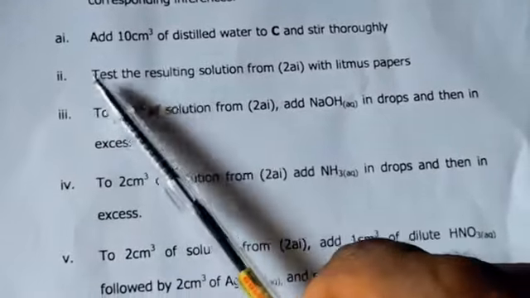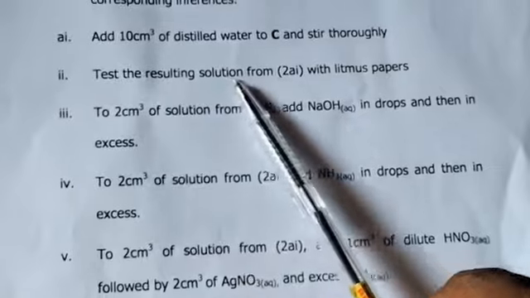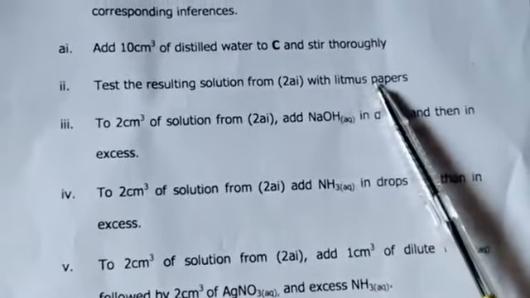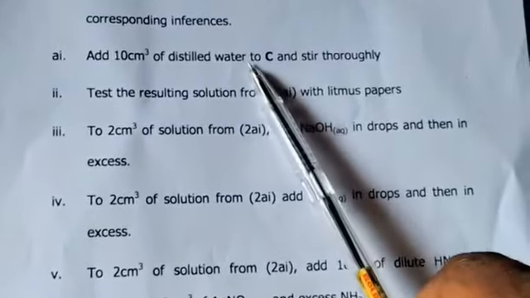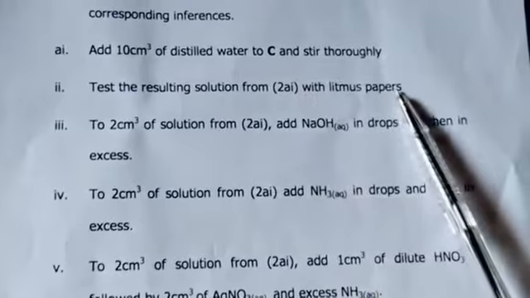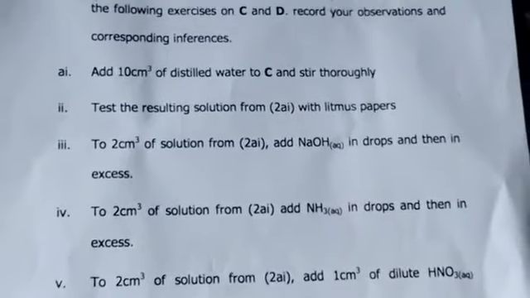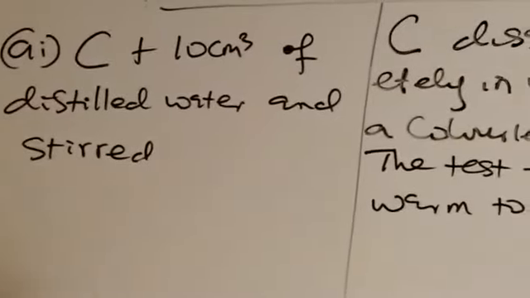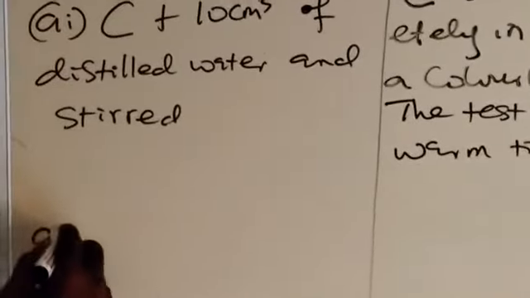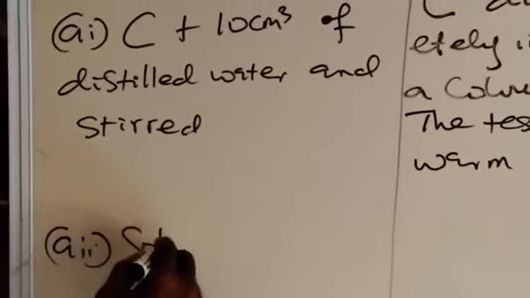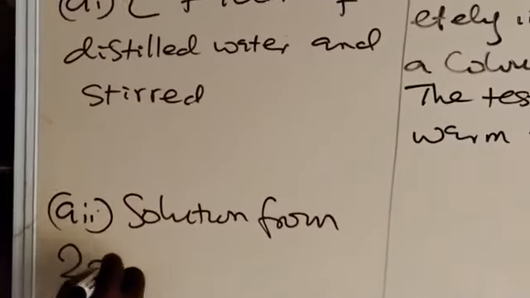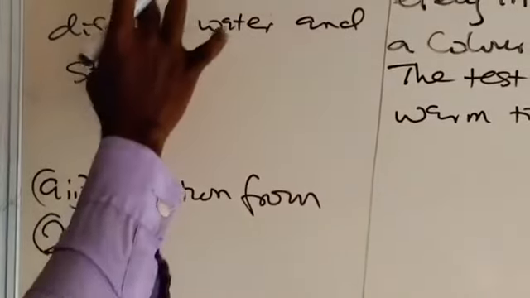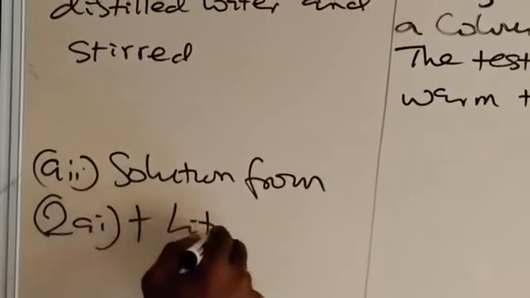Question 2AII says test the resulting solution from 2AI with litmus paper. Test the resulting solution from 2AI, the one we did after adding water, with litmus paper. So report the work on the board first. Under 2AII, you now say solution from 2AI, that's this one done, plus litmus paper.